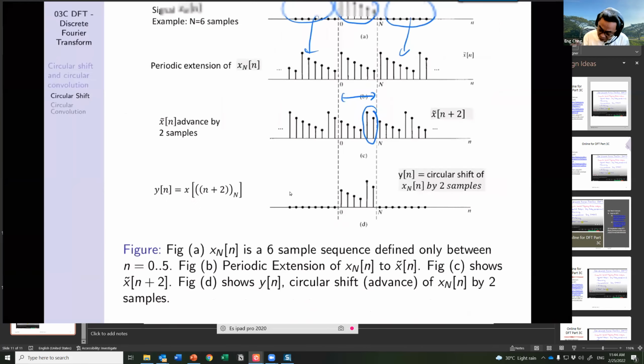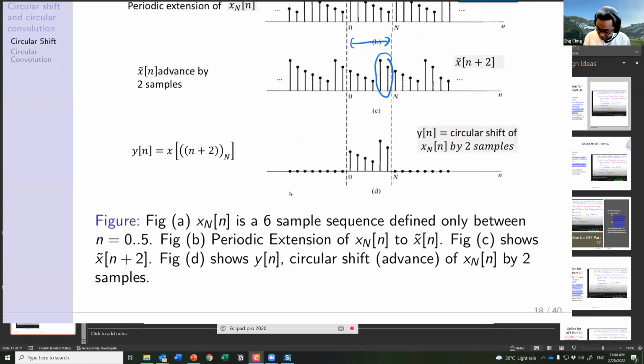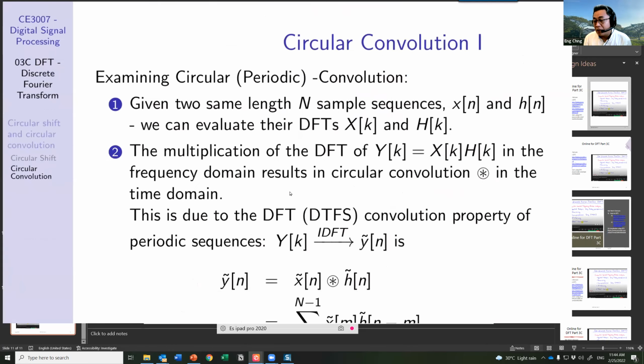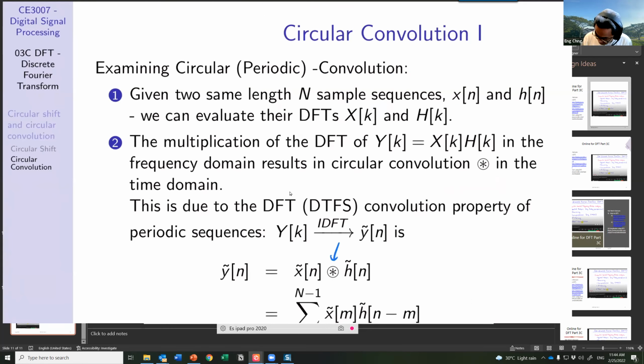So first you understand what circular shift is, and now we understand what circular convolution is. So this is the convolution operation. Actually, it is like this for convolution and like this for circular convolution. What's the difference?